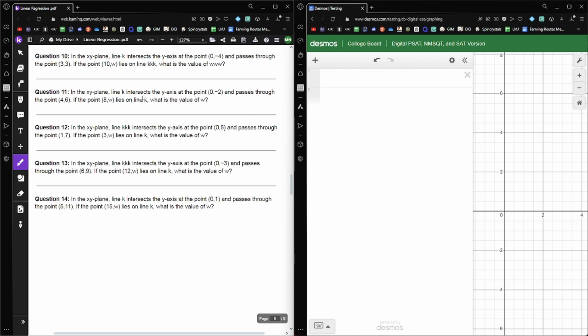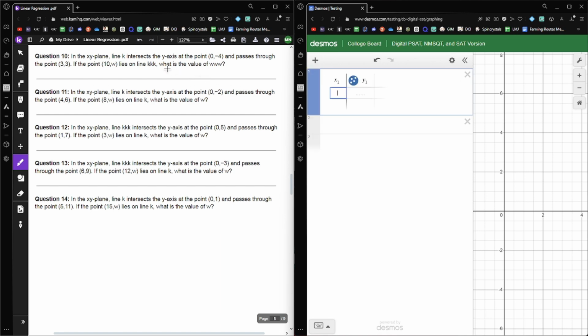Question number 10. In the xy plane, line K intersects the y-axis at point (0, -4). It passes through the point (3, -3). If the point (10, w) lies on line K, what is it?